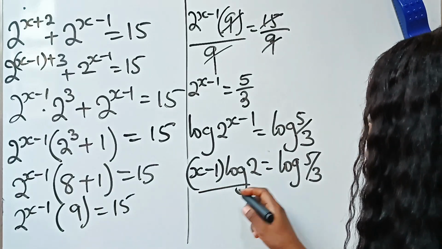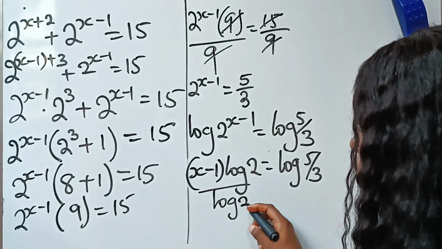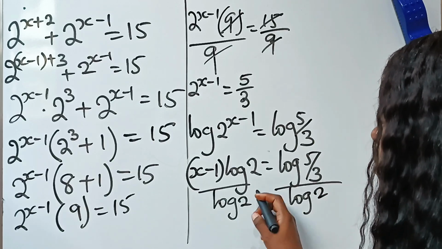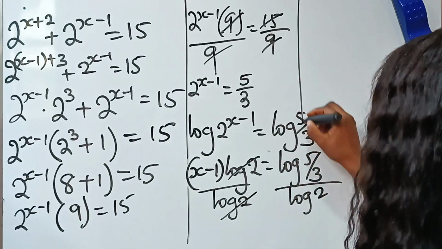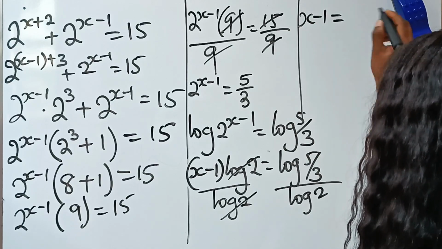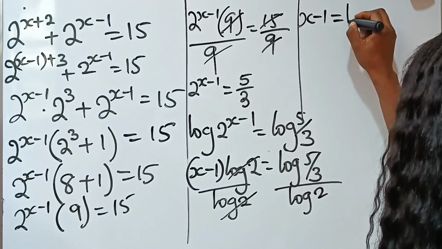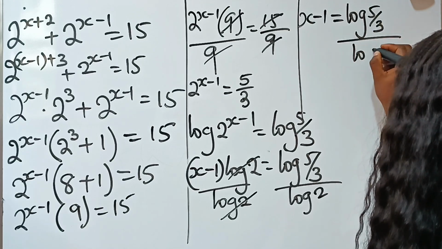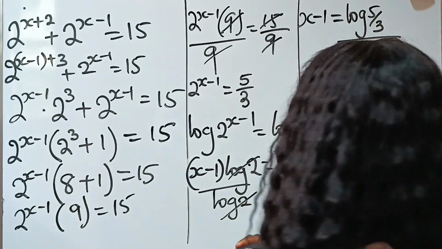Now, to get the value of x, we need x minus 1 to be on its own. So let's actually divide through by log 2 on both sides. Now, we cancel log 2. You notice that what we have on the left hand side is x minus 1. And at the right hand side, we have log 5 over 3 divided by log 2.